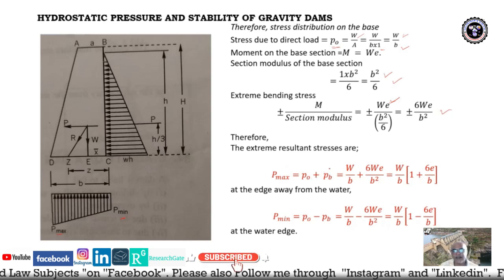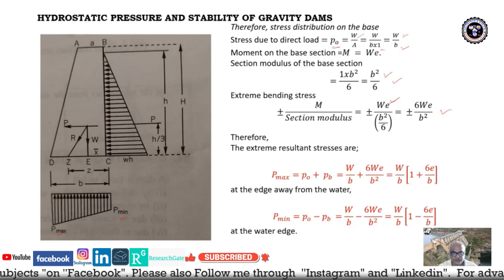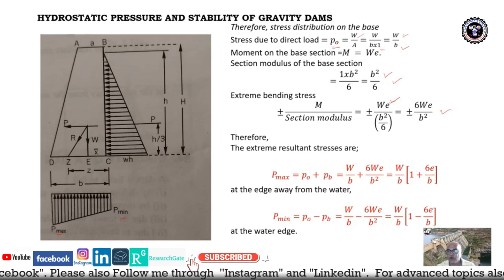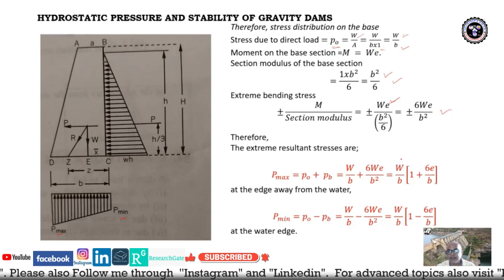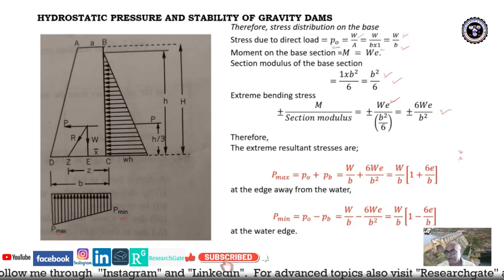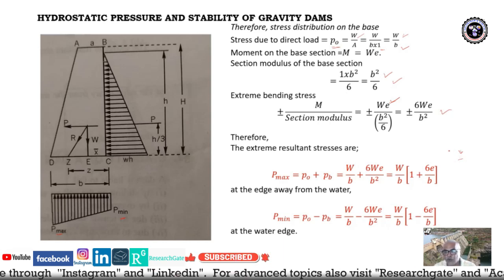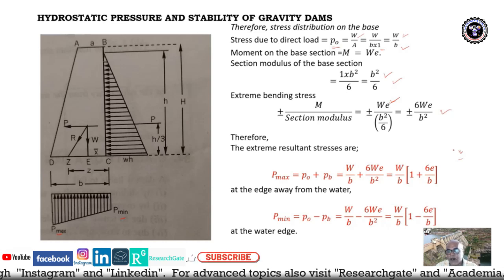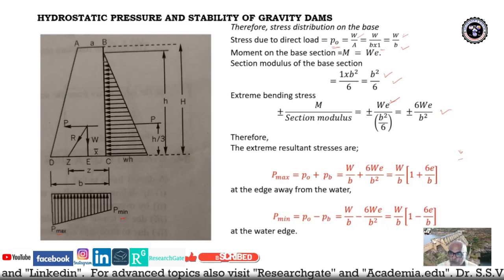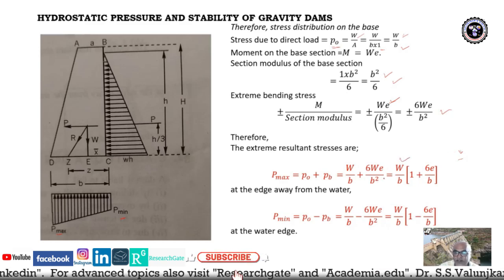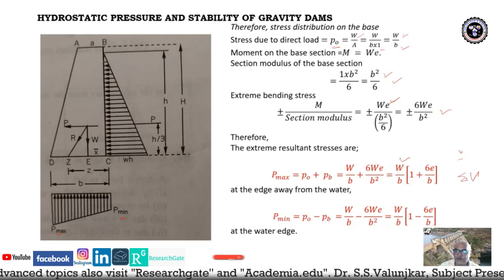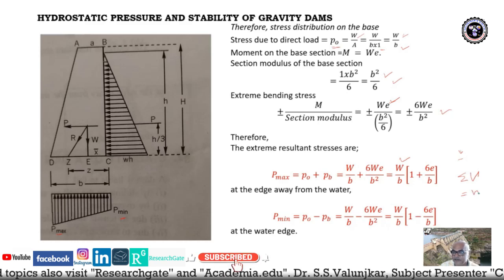The direct loading acting on the vertical side, that is summation of V, is W. Here we are considering only W. If we take uplift pressure, then we have to take W minus U as the effective loading. Uplift pressure is not today's scope; that is the scope of irrigation engineering or water resource engineering, when we study the gravity dam. Today's scope is only the self weight of the dam, that is W. So the total vertical force is W.